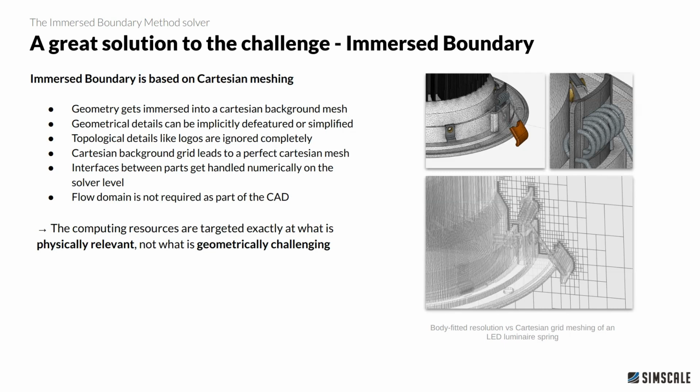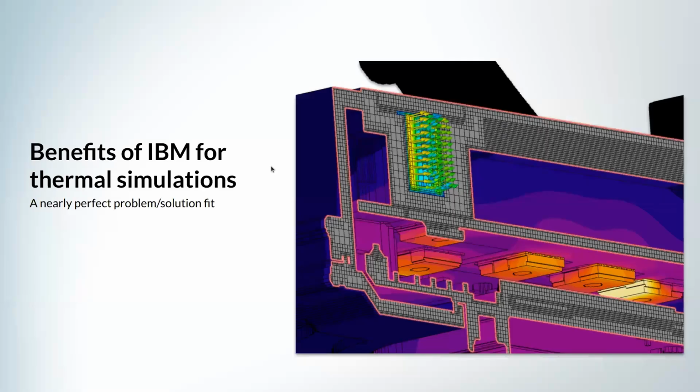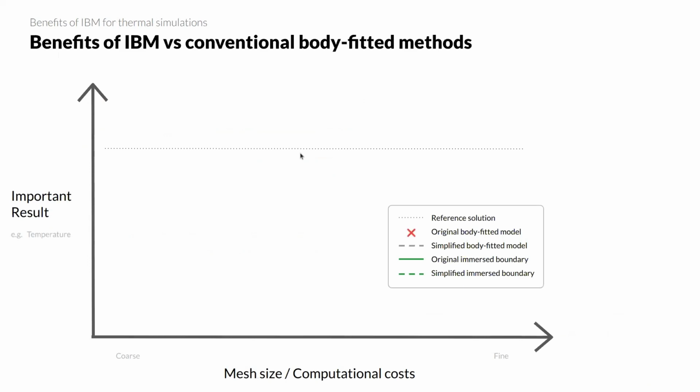So it's really great because the computing resources that you will put into this, so the runtime and the instance cores that will do the numerical treatment or the computation for you, they are really targeted at what is physically relevant instead of actually focusing on what's geometrically challenging. And that's what you want to do. Great. So I mentioned already now what the IBM method does. We will take a quick look at what benefits it provides for your simulation.